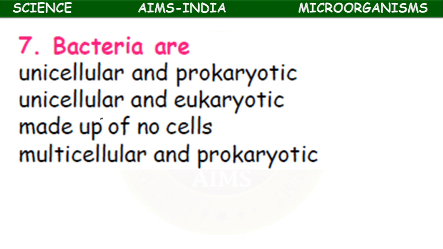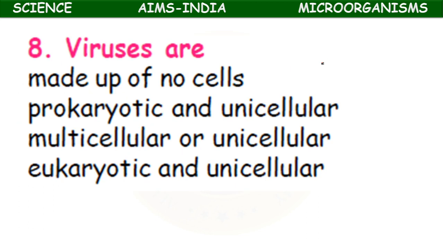Bacteria are unicellular and prokaryotic, unicellular and eukaryotic, made up of no cells, or multicellular and prokaryotic. So here the option 1, unicellular and prokaryotic. Bacteria are unicellular and prokaryotic. What is the meaning of prokaryotic, children? Prokaryote means primitive nucleus, or the organisms whose cell is without a nuclear envelope are called prokaryotes. Okay, bacteria are unicellular and prokaryotic.